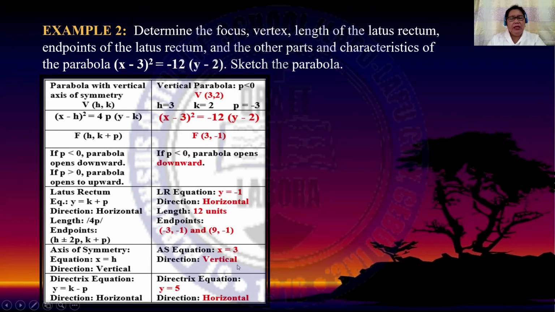Direction is vertical. The equation of the directrix is y equals 5 since it is coming from y equals k minus p. K is 2 minus negative 3, so that is equivalent to 5. And the direction is horizontal.